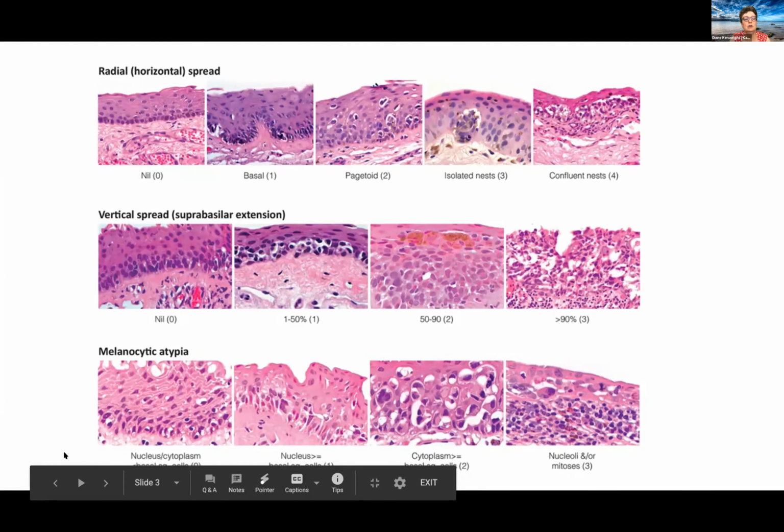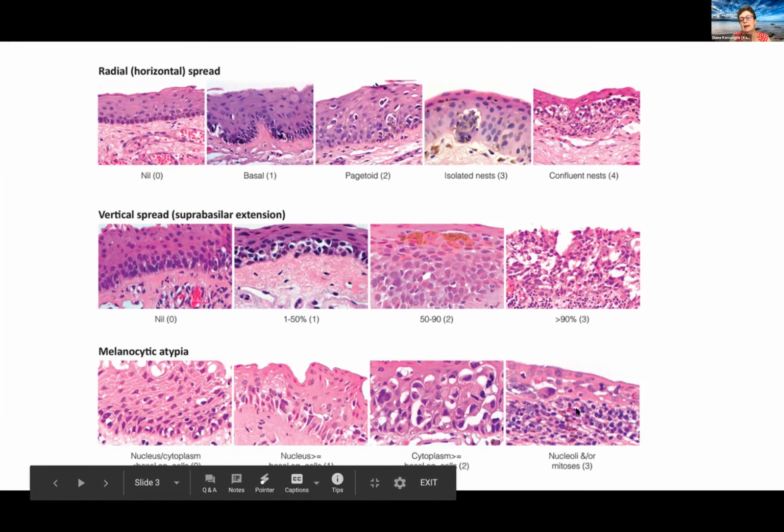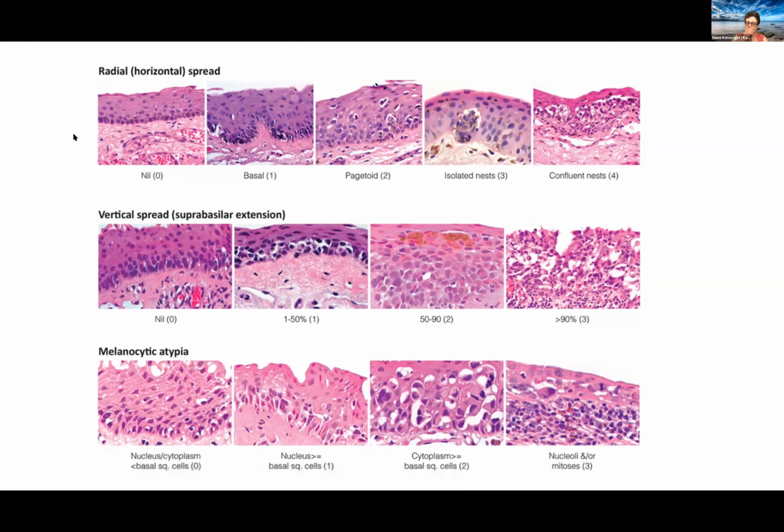So here we have the nucleus cytoplasm ratio. I can't actually read that on mine. What does it say? Oh, sorry. The nucleus cytoplasm ratio is less than the basal cell, so the nuclei are smaller than basal cells. Then we've got the nucleus is greater than the basal cell nuclei. And then we've got the cytoplasm is greater than the basal cells. And then nucleoli or mitoses are seen, and that's a 3. So now when you're looking at conjunctival intraepithelial lesions, you've got 3 things to talk about: the radial spread, the vertical spread, and the atypia.